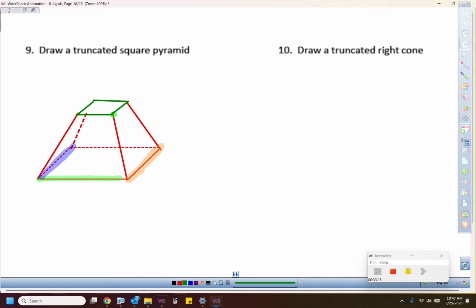The two bases are the same shape, but they are not the same size. So they're similar to each other. And we'll do number 10, and then we'll talk about these in a second. What would be a truncated right cone? Like what shape are the bases? Same size or different sizes? If you truncate it, will they be the same size or different size? Different? Boy, are you in luck.